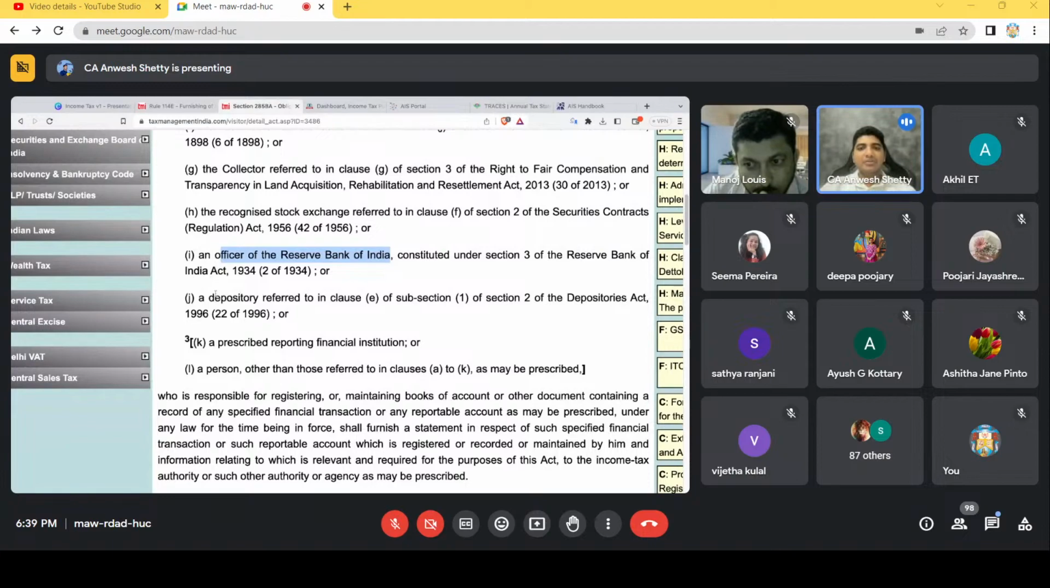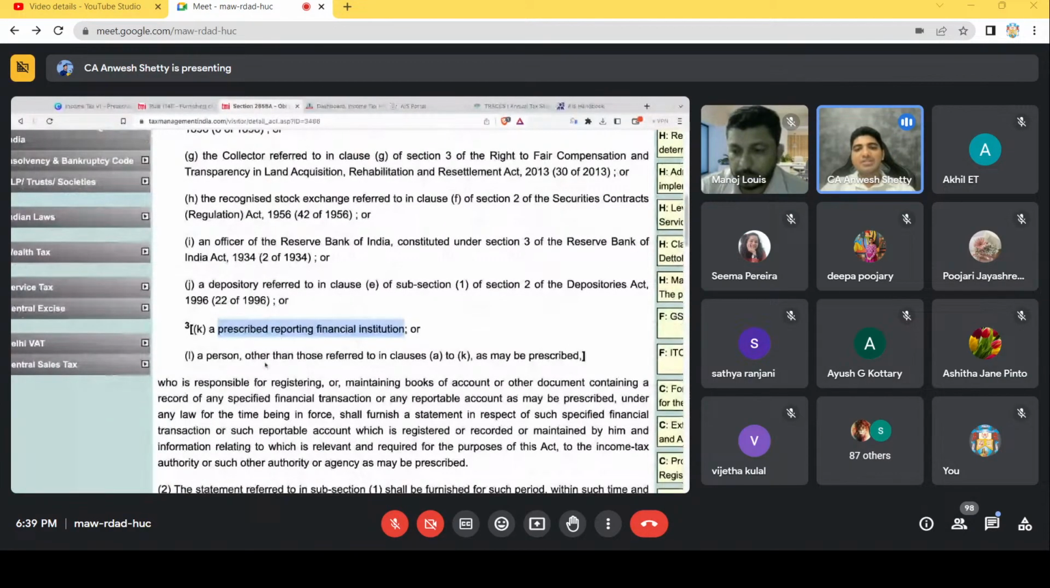A depository referred to here again pertains to your stock market. The depositories that hold a license from SEBI are also supposed to give this information. Not only this, they can also prescribe some other financial institutions. They can say some insurance company has to give information. Some NBFCs which are not covered above, they can say we are going to prescribe your name from tomorrow onwards. Even you are supposed to give the information.